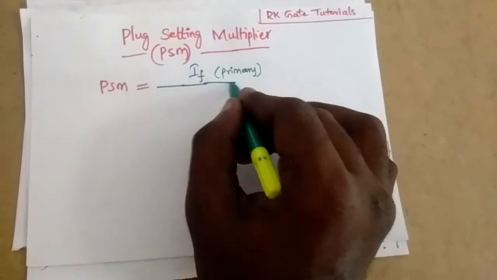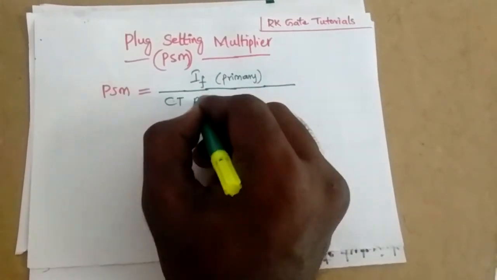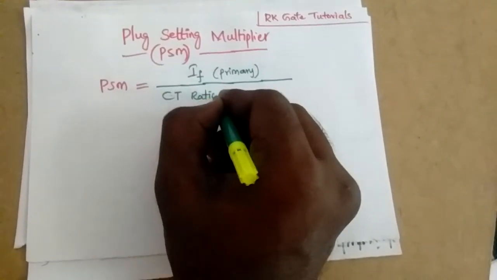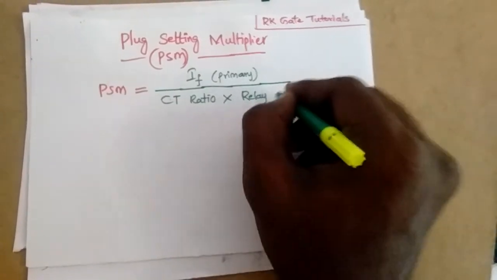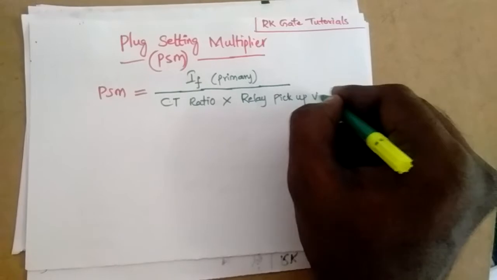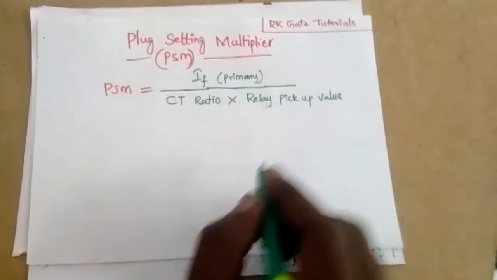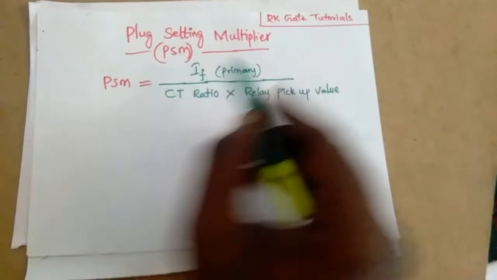over current transformer ratio, I mean the CT ratio, multiplied by relay pickup value. So this is the most important relation you have to remember.